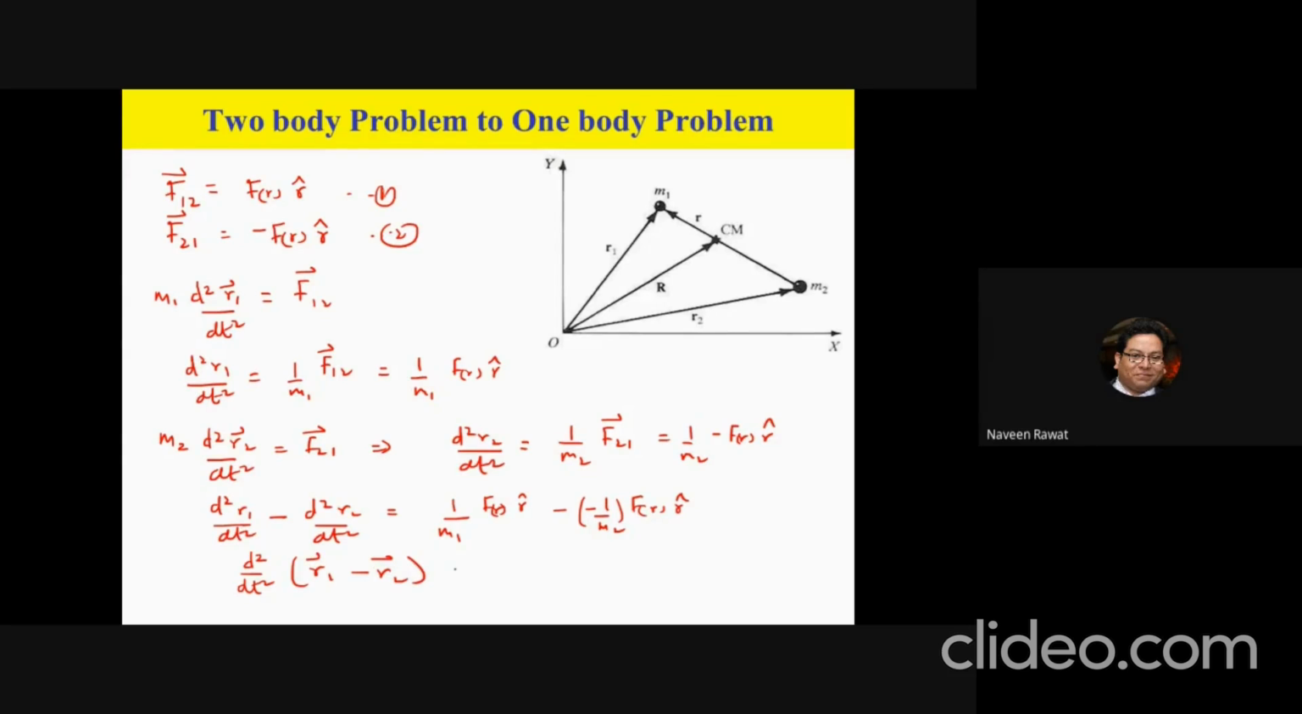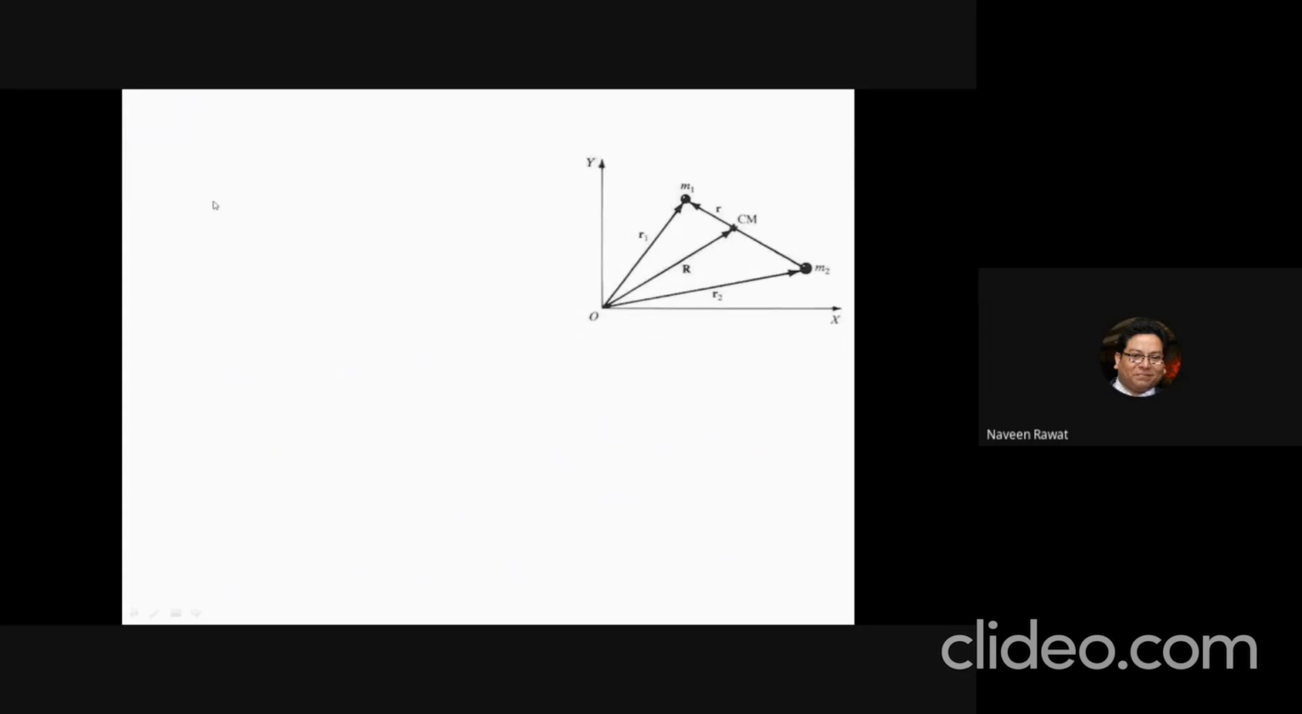When I take the derivative inside, f of r is common, and I can just take that outside. r cap is also common, and then I get 1 by m1 plus 1 by m2. Okay. So again, it's just a little bit of trick with the math. All right. So let's write what equation we have gotten so far.